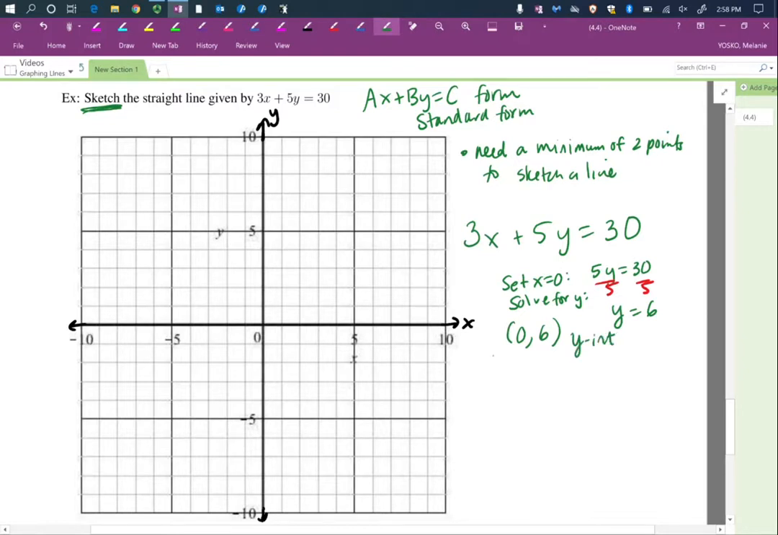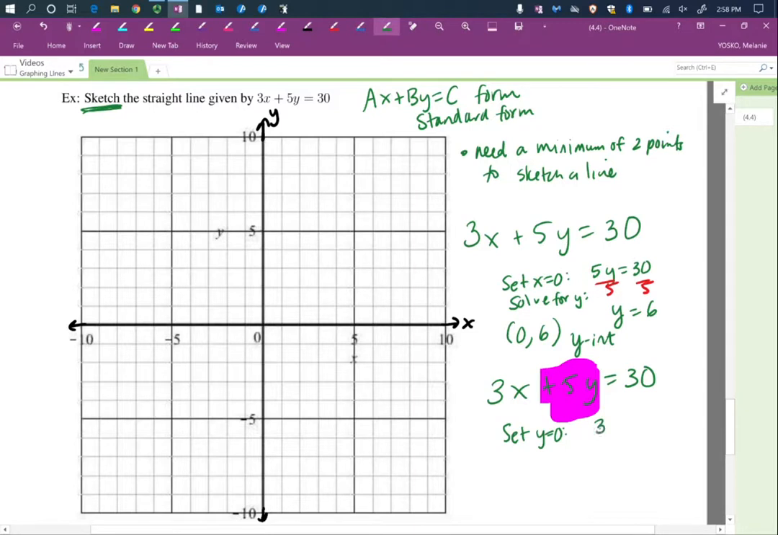Now we're going to find the other intercept. Okay, so I'm going to write this again. 3x plus 5y equals 30. Again, use your finger and cover up plus 5y. Pretend it's not even there. What we're doing is setting y equal to 0. If you set y equal to 0, that whole piece is gone, right?